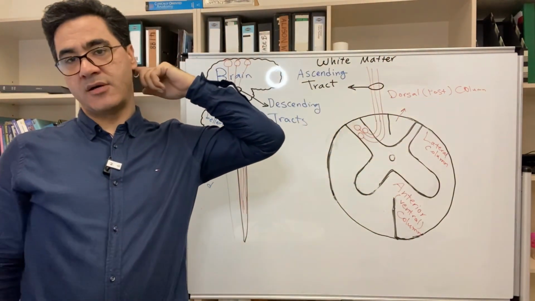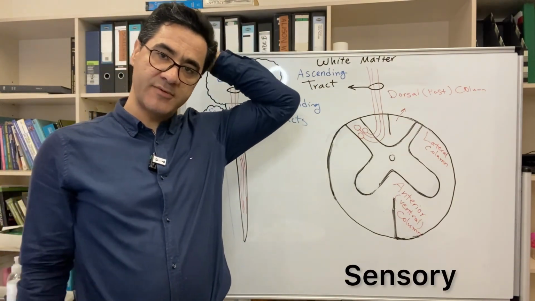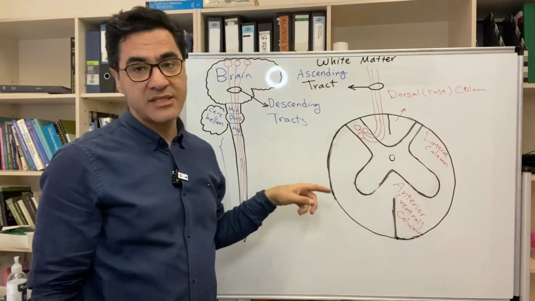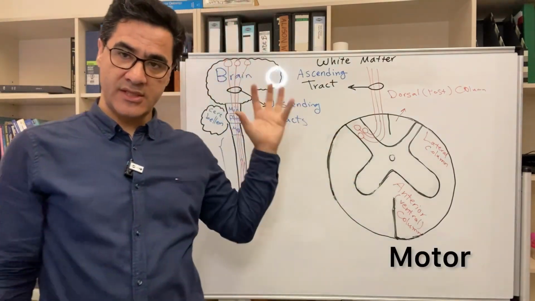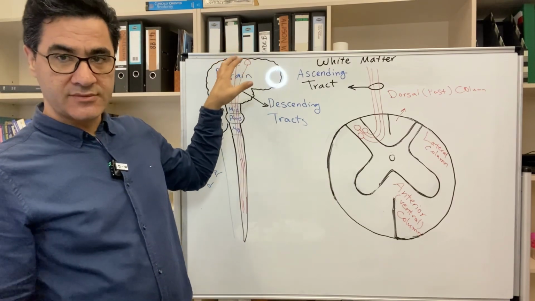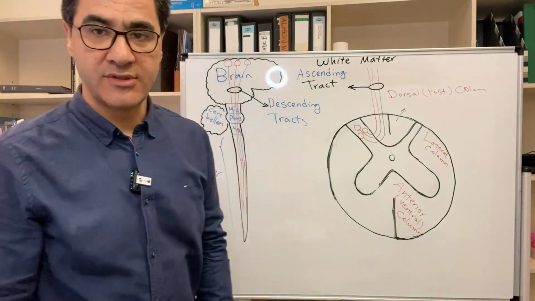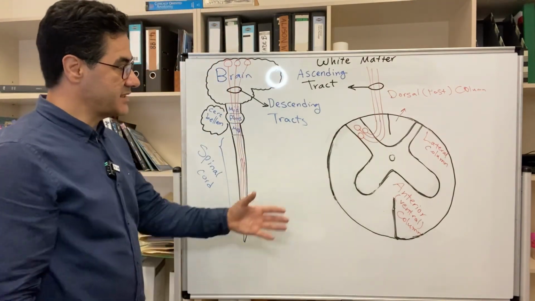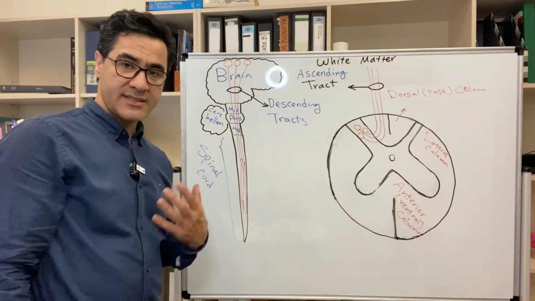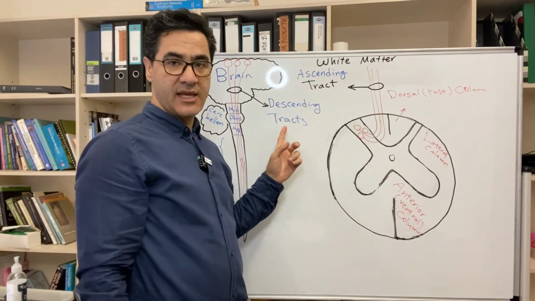Ascending tracts are sensory tracts. They carry the sensory information from the environment to the brain through the spinal cord and brainstem. And descending tracts are mainly motor. They carry the motor information from the cortex of the brain through the brainstem and the spinal cord, and finally to the muscles. So this is the content of the white matter. In the next video, I'm going to focus on the details of the ascending and descending tracts.